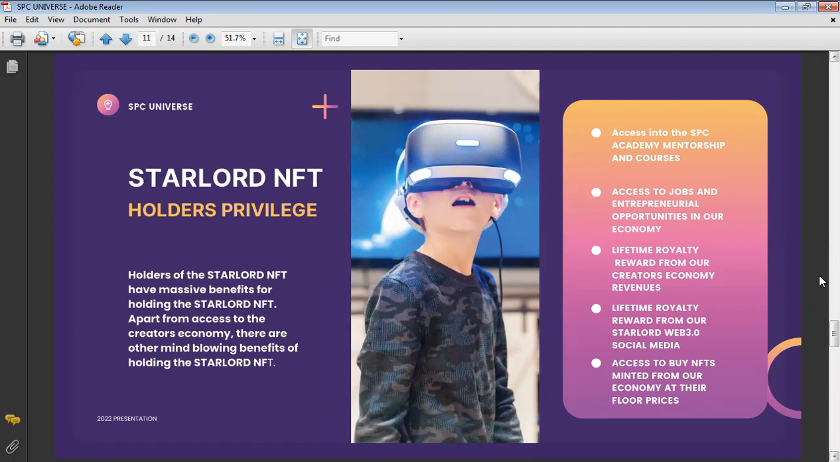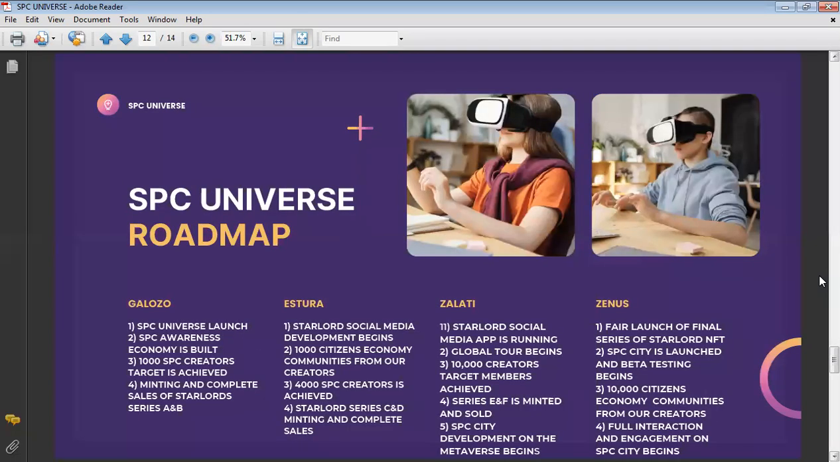Now we have different phases. We have Galozo, we have Estura, we have Zalati, and we have Zenus. Now when we talk about this, we have SPC awareness communities built. We are on it at the moment. We have the 1,000 SPC creators target achieved. We're also on it at the moment. We have minting and complete sales of Starlord Series A and B, which will become available on Friday, the 15th.